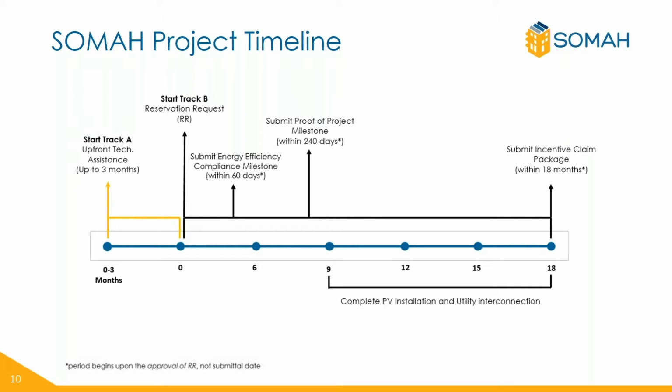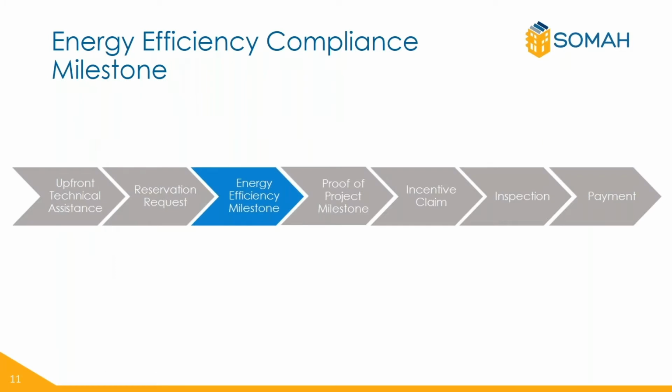The first being the energy efficiency milestone, which is due 60 days after the reservation request package approval, and the proof of project milestone, which is due 240 days from the reservation request package approval. And so the solar sizing tool is a component of the energy efficiency compliance milestone. The energy efficiency compliance milestone must be submitted within 60 calendar days of that reservation approval notice. And the solar sizing tool must be completed for both Track A and Track B projects.